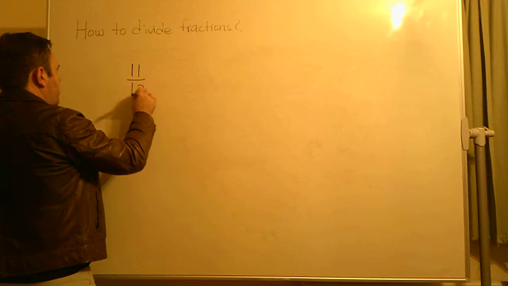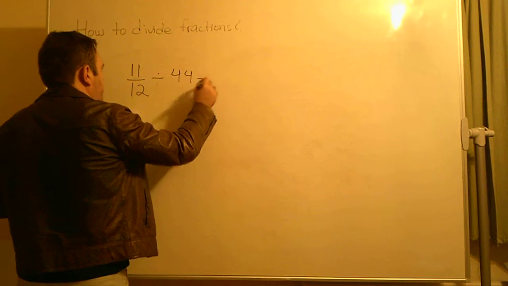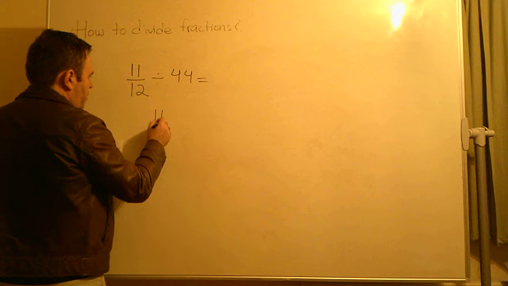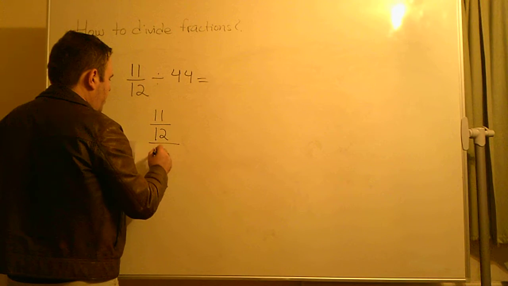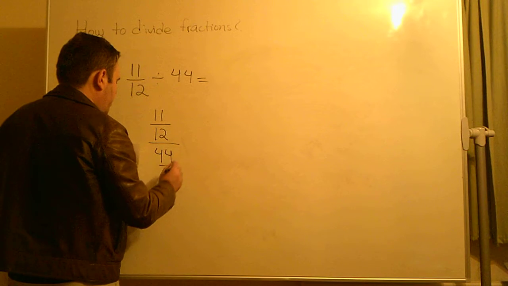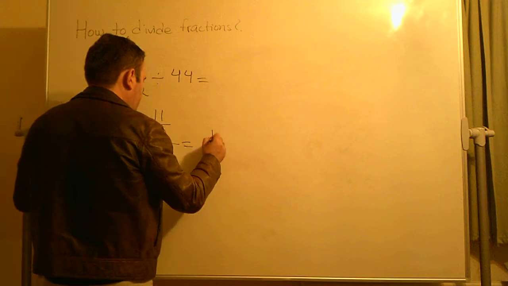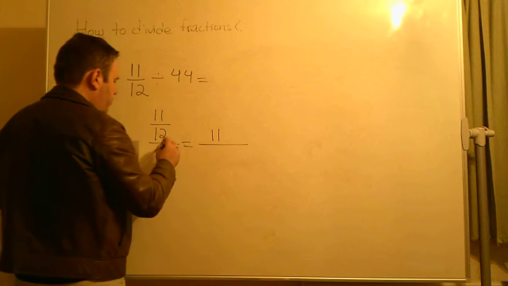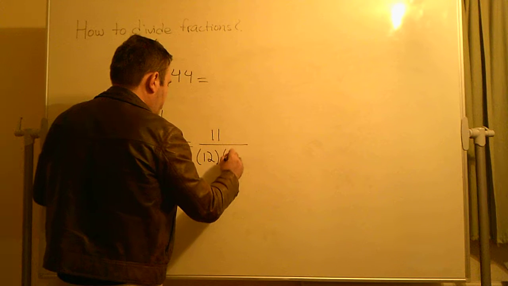Eleven twelfths divided by 44. Well, once again, we write down 11 twelfths divided by 44 divided by 1. 11 times 1 is 11, and 12 times 44, well, we're not going to work it out. We're just going to write it down like this.